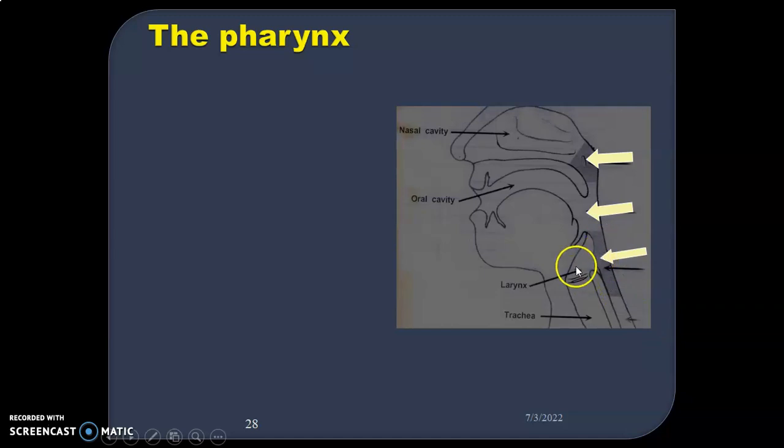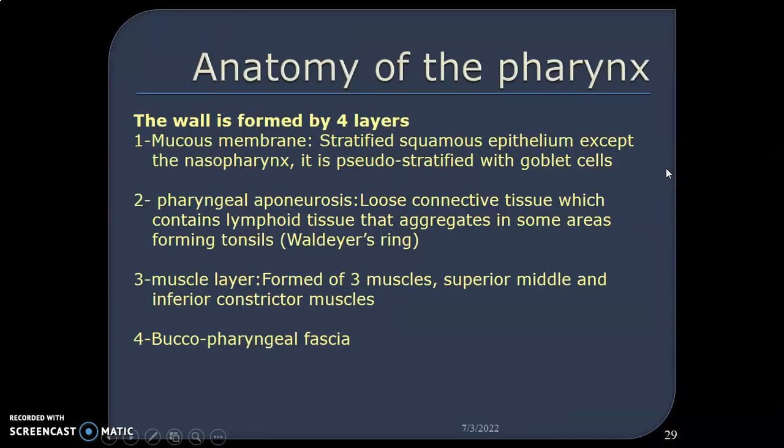Laryngopharynx is posterior to the larynx, oropharynx is posterior to the oral cavity, and nasopharynx is posterior to the nasal cavity. All of the pharynx is made up of four layers. The most superficial is the mucous membrane layer, followed by the pharyngeal aponeurosis, then the muscular layer, and the buccopharyngeal fascia. When you're asked to describe the anatomy of the pharynx, you state the extents, you go to the three parts, then you describe the wall. The wall has four layers.